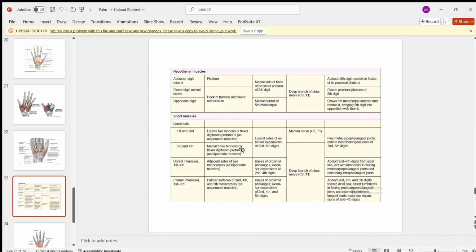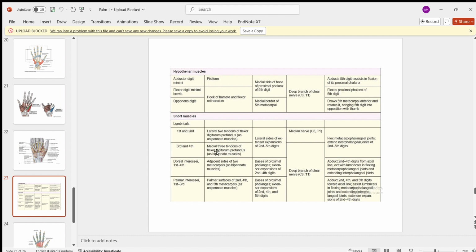Now the other remaining short muscles are the four lumbricals, four dorsal interossei, and the four palmar interossei. Here, the fourth one is not mentioned because the first palmar interosseous muscle is sometimes rudimentary.